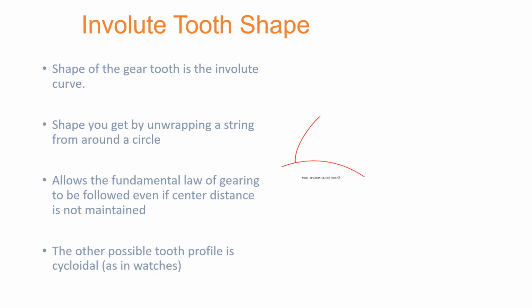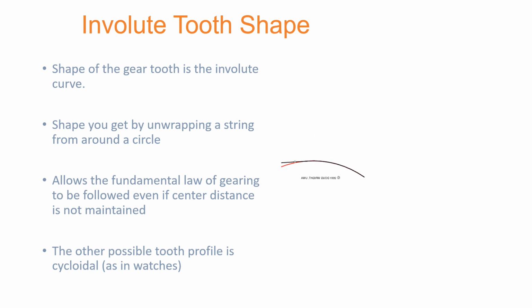Moving on. Now, since we have said that the angular velocity ratio is going to remain constant, that's why we're going to think about the geometry of the gear profile, which is going to allow you to have the fundamental law of gearing fulfilled in terms of velocity and in terms of torque as well. So the tooth shape, in other words, is the most critical part.